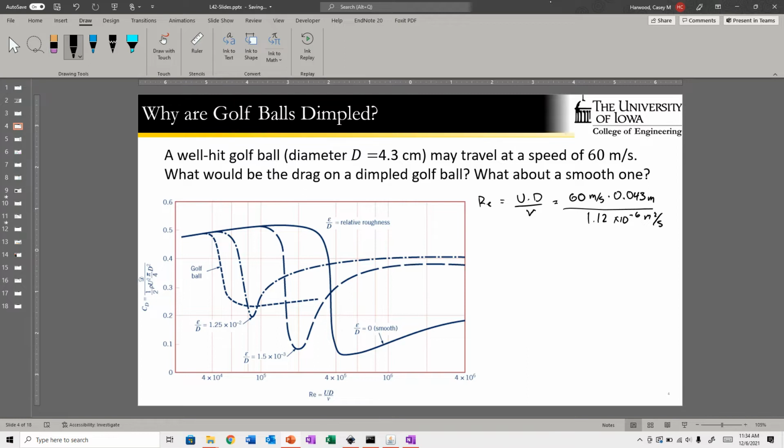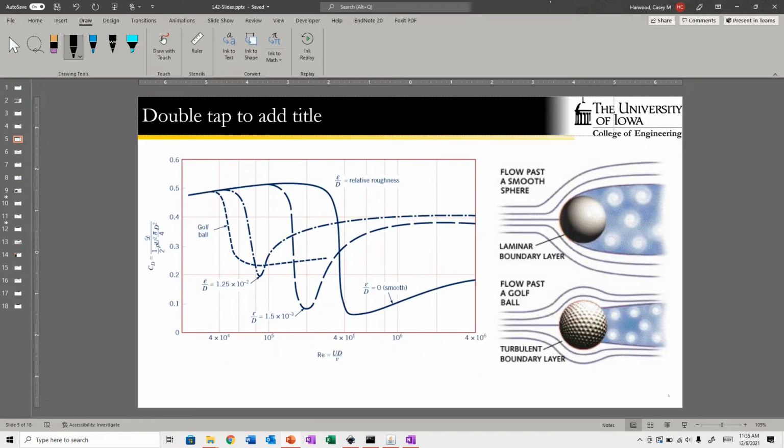And we see that right here, our smooth sphere has almost a maximum in the drag coefficient. Whereas our golf ball is a much smaller value. In fact, it goes from about 0.5 to about 0.25. And so our golf ball actually has half the drag coefficient, which at the same speed is going to mean half the drag.